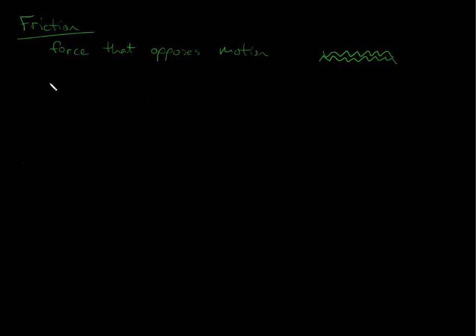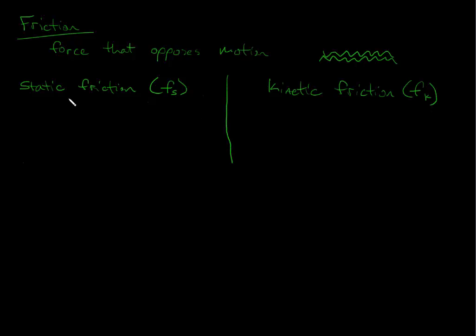And there's two types of friction that we talk about. The first is static friction. The symbol for static friction is going to be a little f with an S. And then we have kinetic friction, and this would be F with little k. All right, so static friction. Static friction is, I don't know, I like to say it's like stickiness.